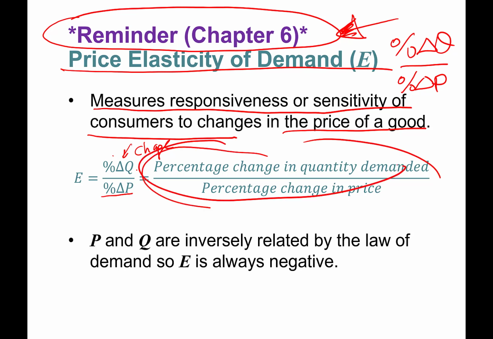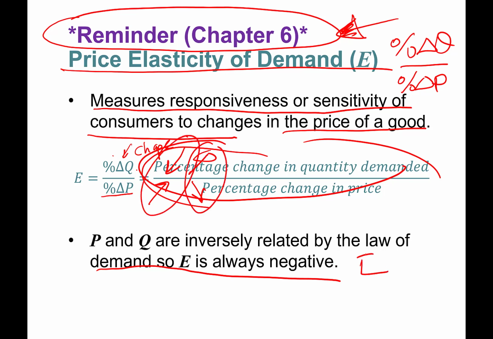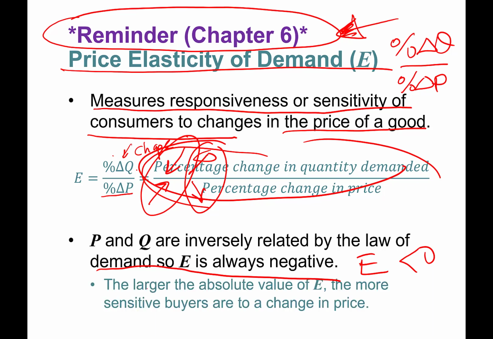Price and quantity are inversely related by the law of demand. So if price goes up, quantity demanded goes down. Price goes down, quantity demanded goes up. So because this is a negative inverse relationship, price elasticity of demand will always be a negative number. Okay, the larger the absolute value, so we are going to look at the absolute value of it, the larger the absolute value of E, the more sensitive buyers are to a change in the price.